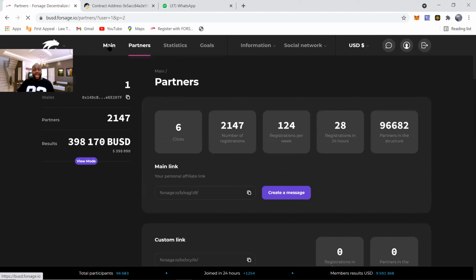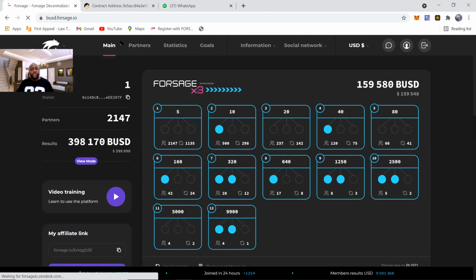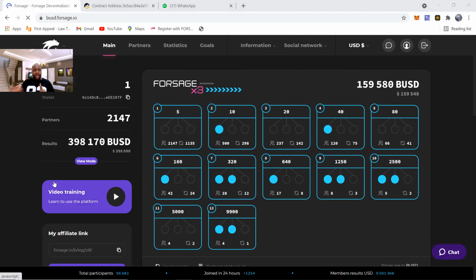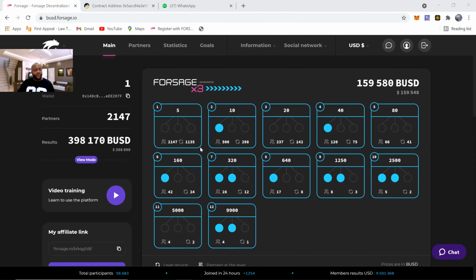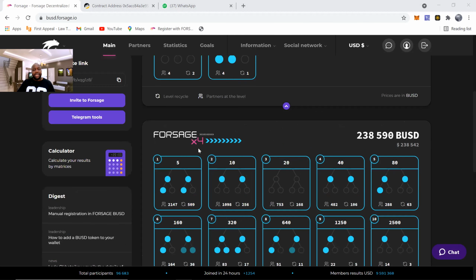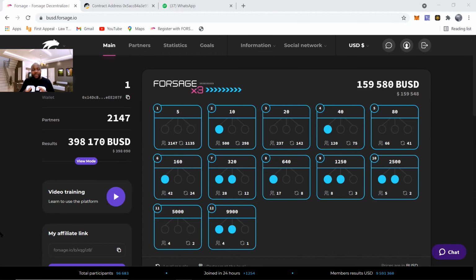So when you become part of Forsage, what do you do? You buy this smart contract. This smart contract has been divided into 2 parts: Forsage X3 and Forsage X4. Forsage X3 is for people with high speed, dreamers, people who do not waste time. So in order for you to get paid, you sell this smart contract.